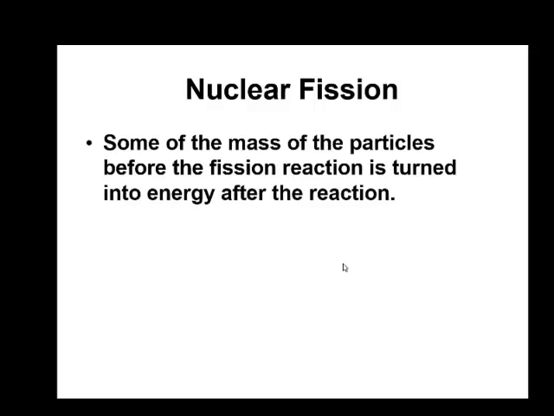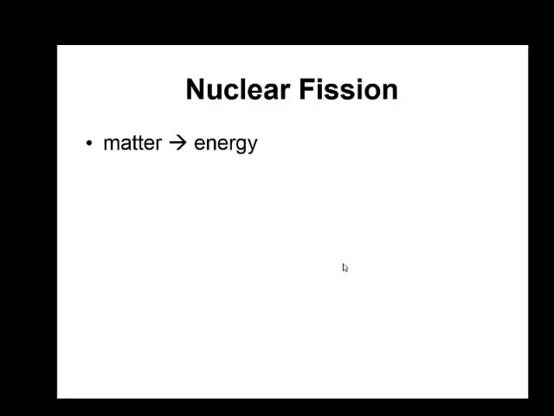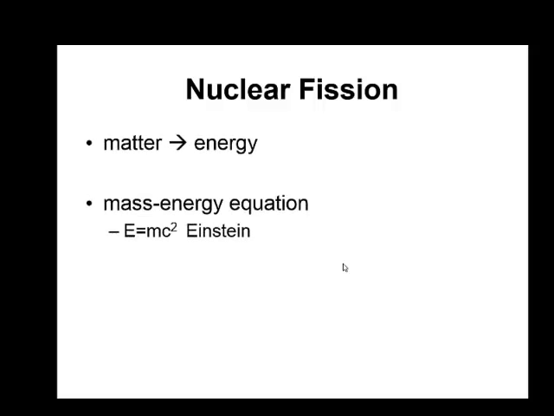Another thing to keep in mind, some of the mass of the particles before the reaction is actually turned into energy after the reaction. So you literally take some mass, like neutrons, and you just turn it into energy. This is the whole idea behind the matter to energy conversion, the whole idea behind Einstein's equation of E equals mc squared, where E equals energy in joules, m equals the mass, and c equals the speed of light, which is the constant, at 3 times 10 to the 8th meters per second.